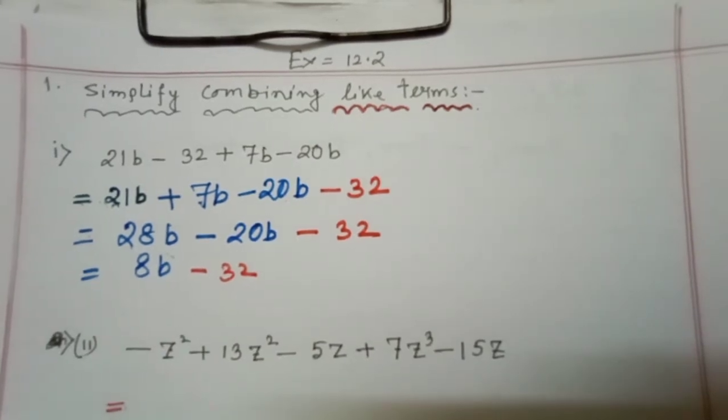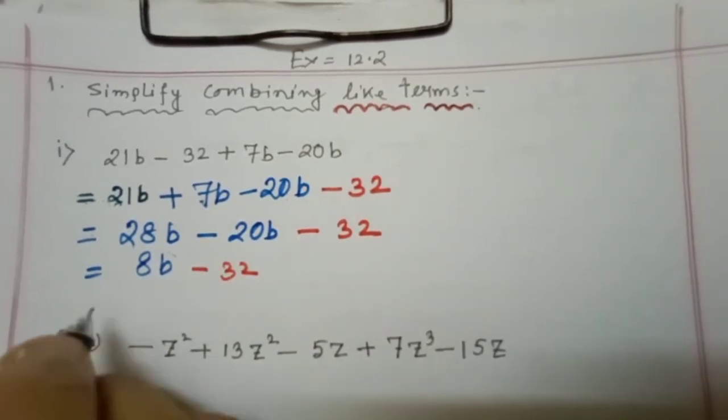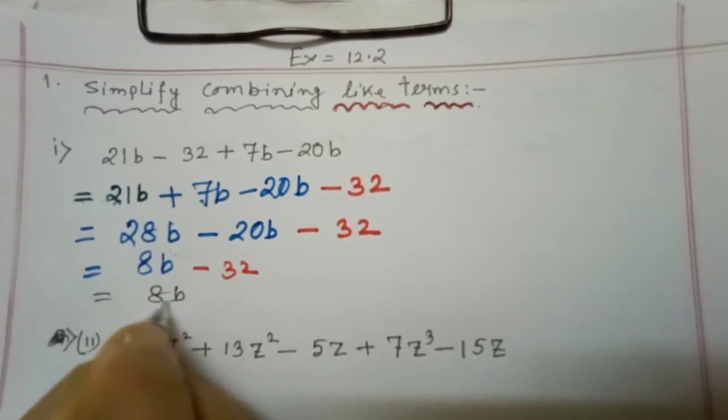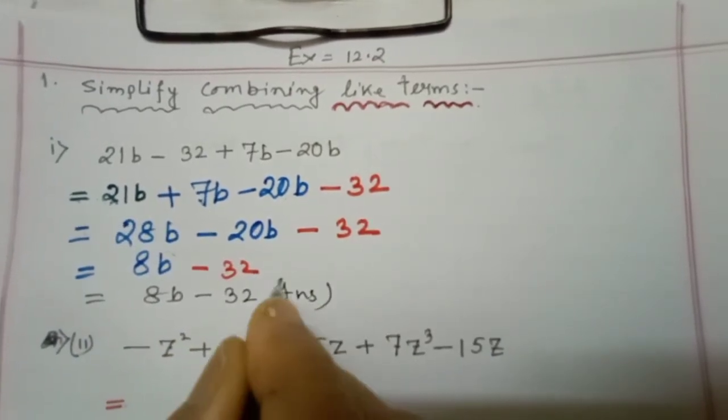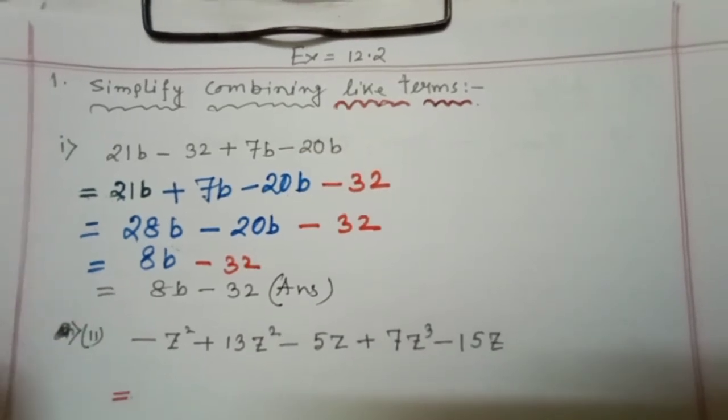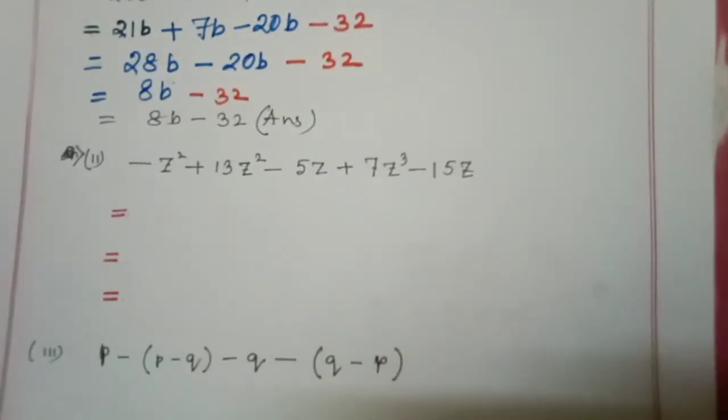When you write the answer, what is the answer you will write? Your answer is 8b minus 32. Understood, students? This is your answer. Come to the next sum.